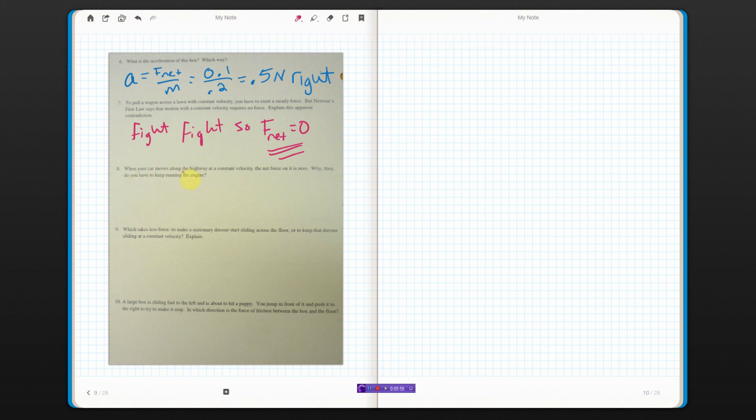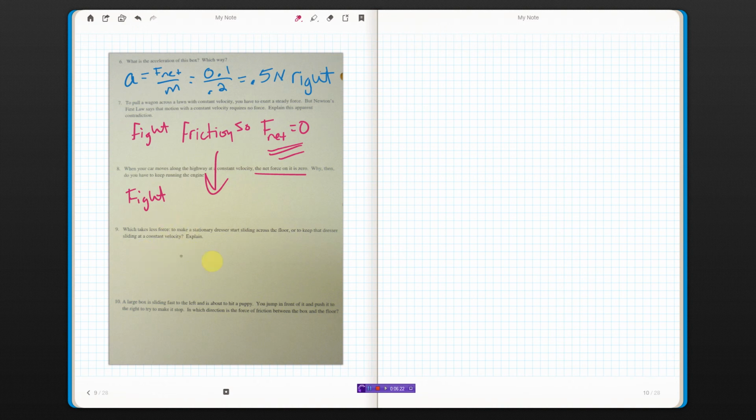Number 8 is actually the same exact question, just with a different situation. When your car moves along the highway at a constant velocity, the net force on it is zero. Yes, that's true. Why then do you have to keep running the engine? Well, you need the engine to fight the friction. Oh, I wrote fight up here. That was supposed to say fight friction. Basically, it's the same exact answer as number 7.